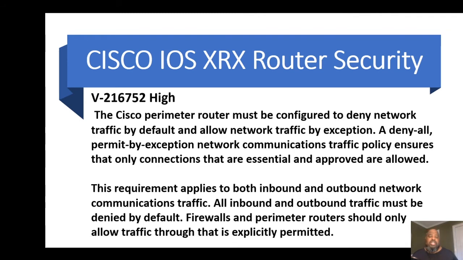So vulnerability 216752 is high. Cisco perimeter router must be configured to deny network traffic by default and allow network traffic by exception. A deny-by-default, permit-by-exception network communication policy ensures that only connections that are essential and approved are allowed. The requirement applies to inbound and outbound network traffic. All inbound and outbound traffic must be denied by default. The firewall and perimeter router should only allow traffic that is explicitly permitted.